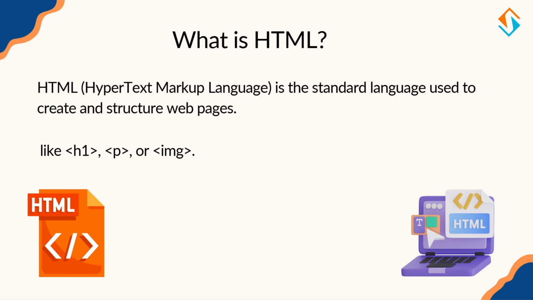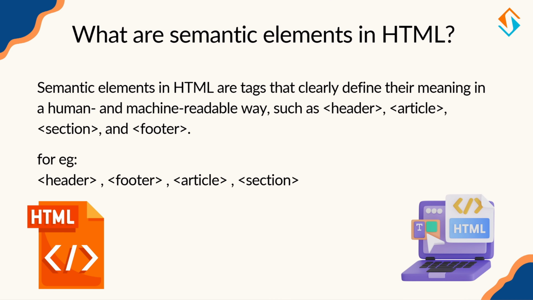Now let's come to the next question. What are semantic elements in HTML? Now you might have heard of semantic elements in HTML. These are tags that describe their meaning in a clear and human readable way. For example, the header tag represents the top section of a web page, the footer tag is for the bottom section, the article tag is used for self-contained content, and the section tag divides content into meaningful sections.